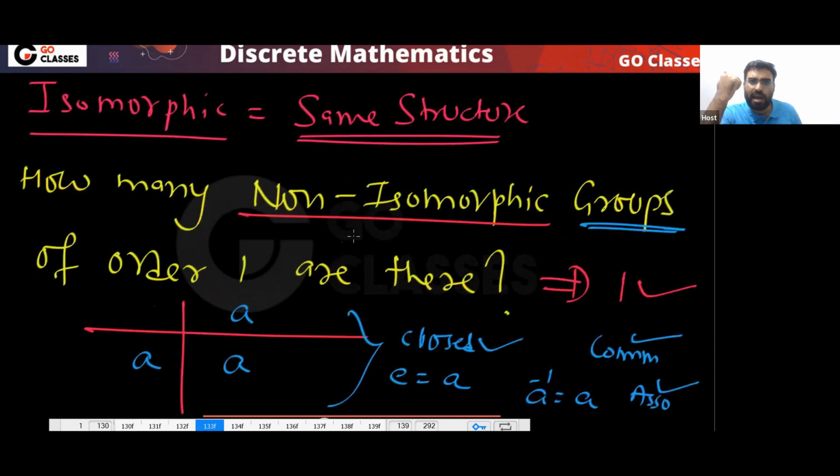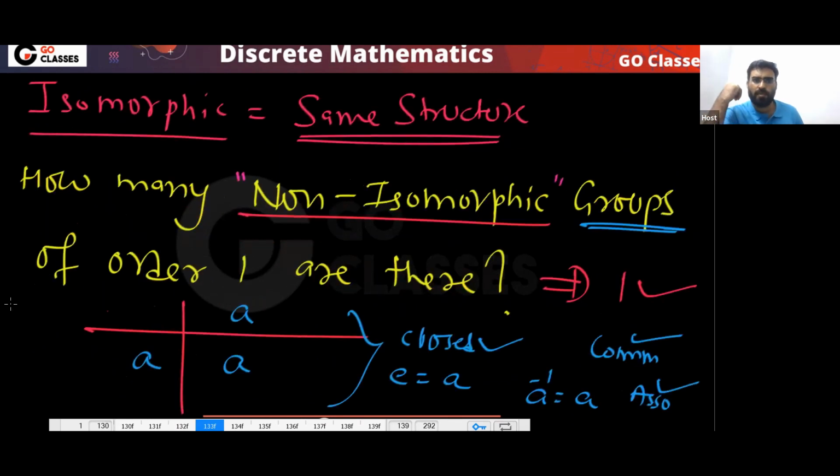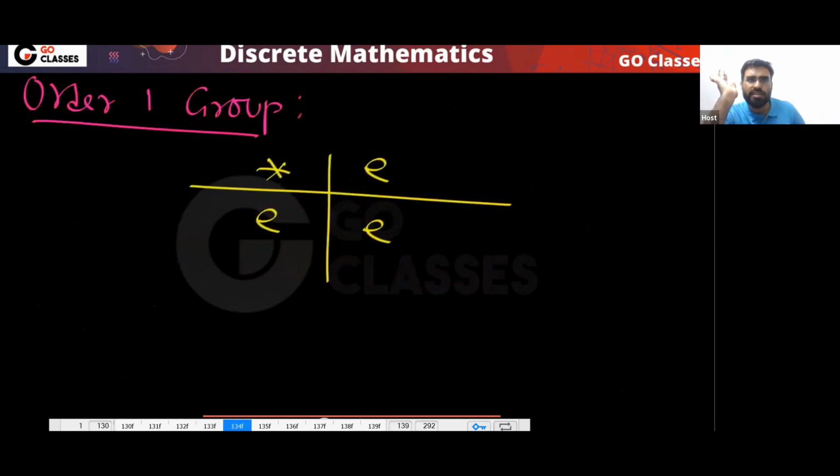That is the reason I am asking non-isomorphic. This is what I am asking. So when I ask non-isomorphic, you cannot say these are not isomorphic. All of them are isomorphic to each other. This and this, they are isomorphic to each other. This and this, they are isomorphic to each other. So I am asking how many non-isomorphic we have. Only one non-isomorphic we have, that is this. Only this is the possibility. Nothing else is possible.